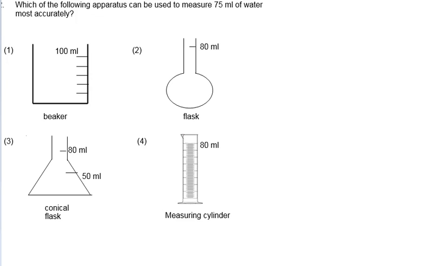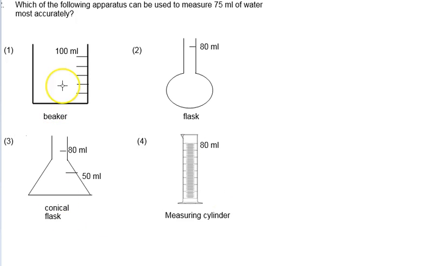It's about question 2. Which of the following apparatus can be used to measure 75 milliliters of water most accurately? Now, we know that water is matter. Why? Because we can measure the mass of water. We can also measure the volume of water. And we know that water has definite volume. That means water cannot be compressed. Right, that's just some revision for you. Let's look at the question again.